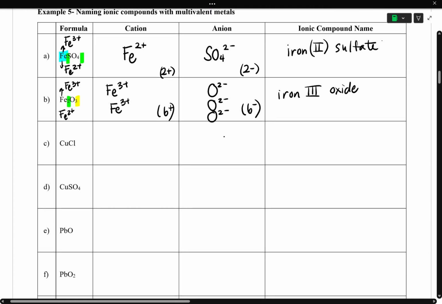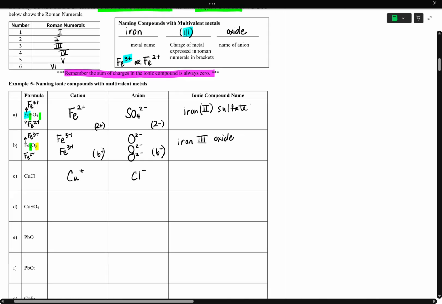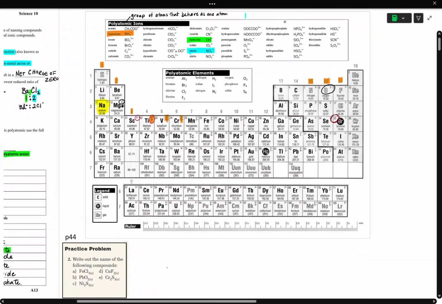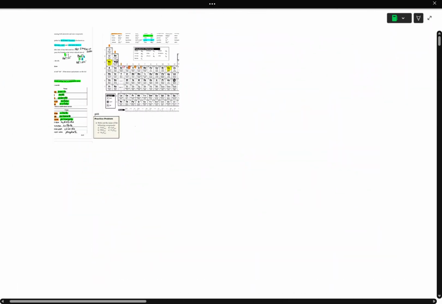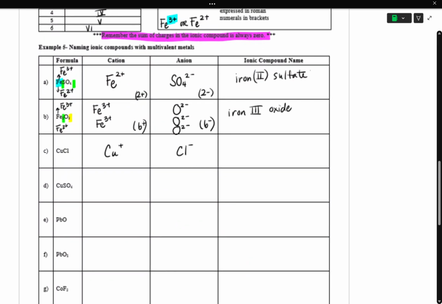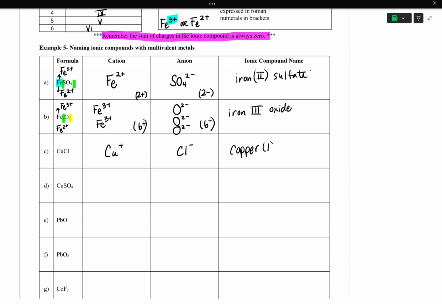Copper and chloride. Cu plus, there's only 1 of them. Cl negative, there's only 1 of them. You look at copper, you see that it's multivalent, so let's just double check that. And here we go. Here is copper. It is truly multivalent. So we're going to write our Roman numerals. Copper 1 chloride. Okay, let's do one more, and then I'll let you work on some on your own, and then we'll come back and take up the answers.